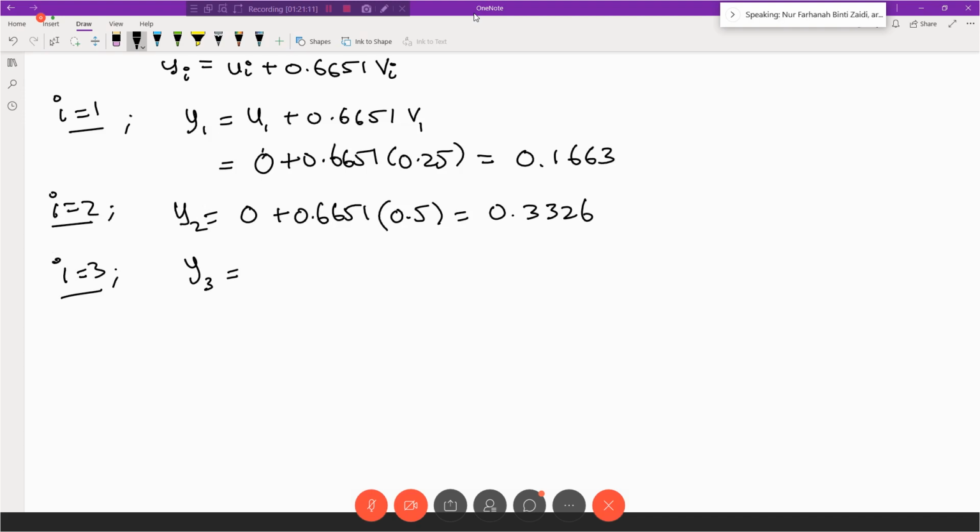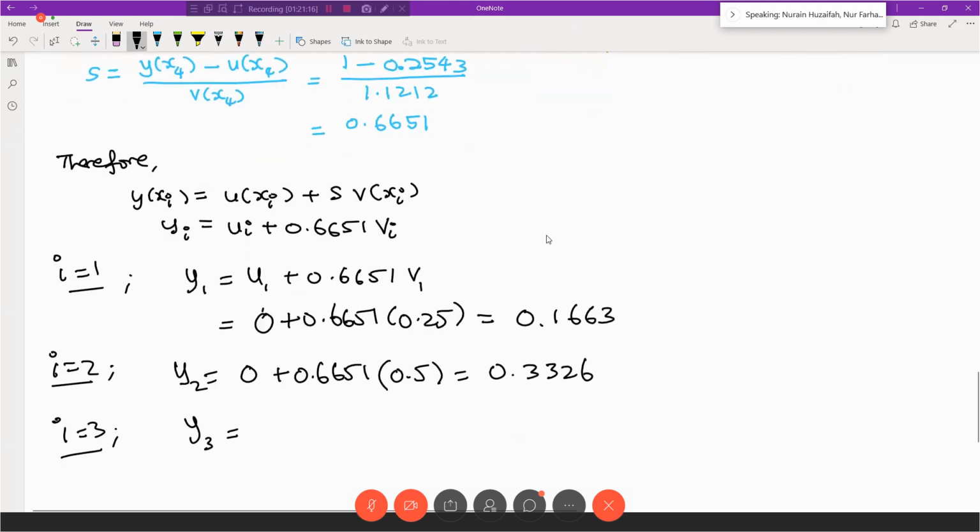y3. u3 is 0.0656, multiplied by 0.7813. Your answer? 0.5852. So this is the final solution.